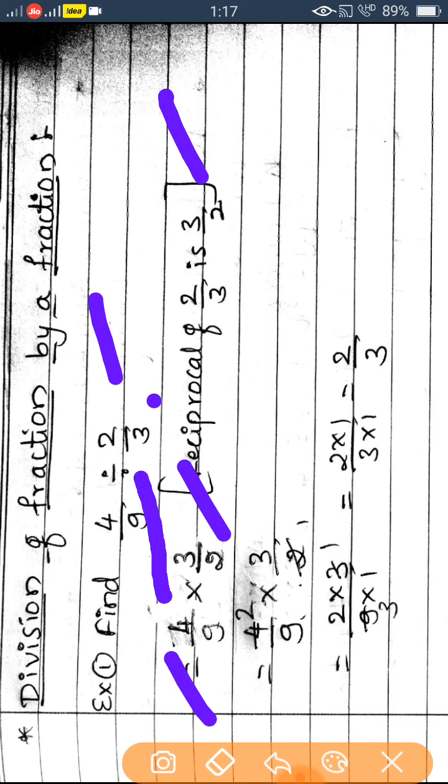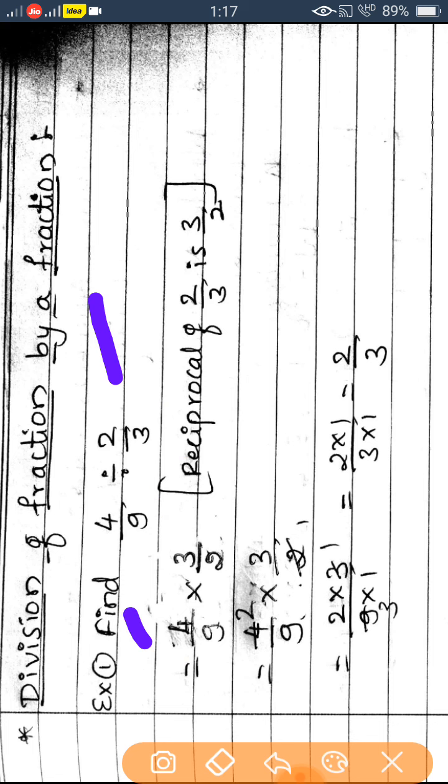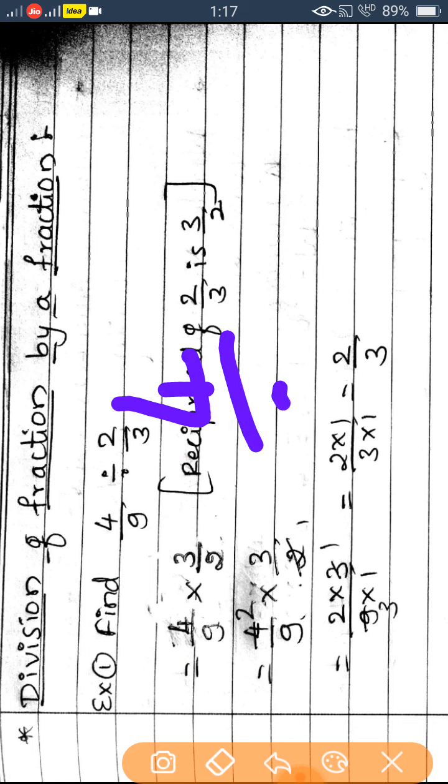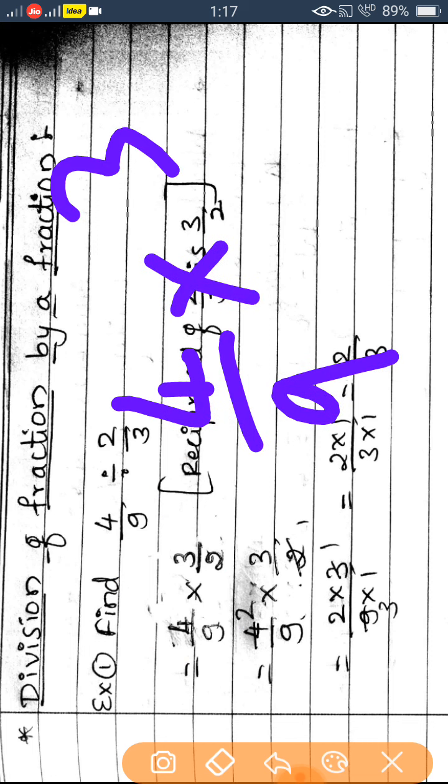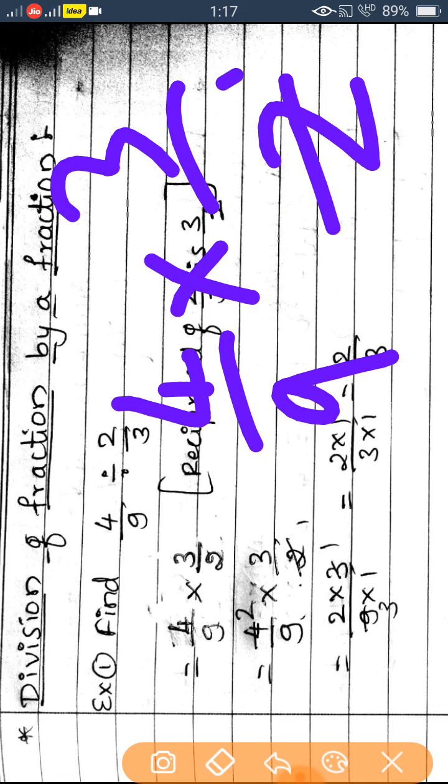Now we can cancel, or multiply numerator to numerator and denominator to denominator. We can do either, but I have cancelled here for an easier process. So here 4 by 9 was there. I have cancelled by 2, because 4 and 2 come in the common table of 2. So 2 ones are 2, 2 twos are 4.